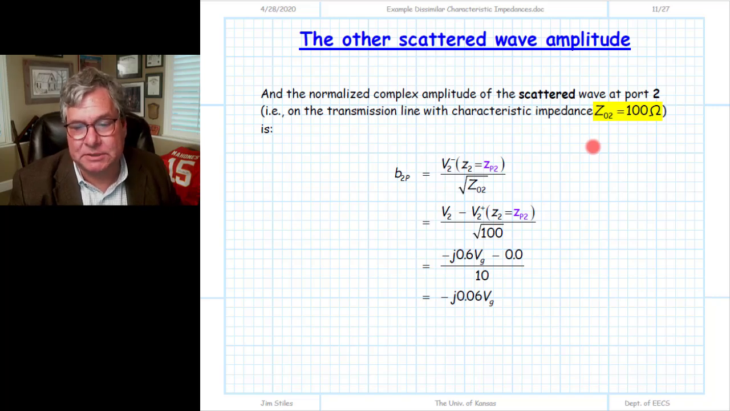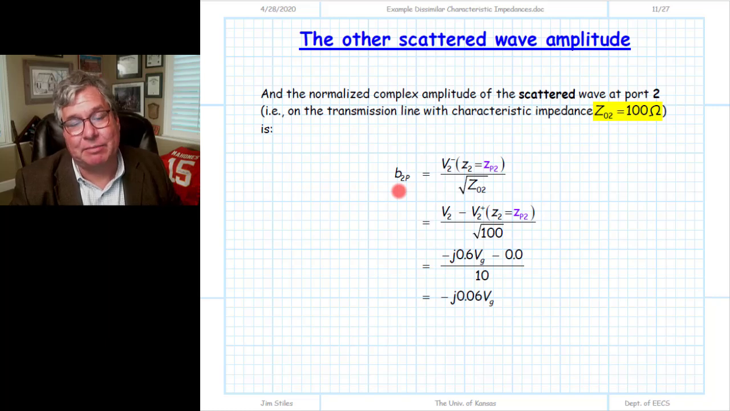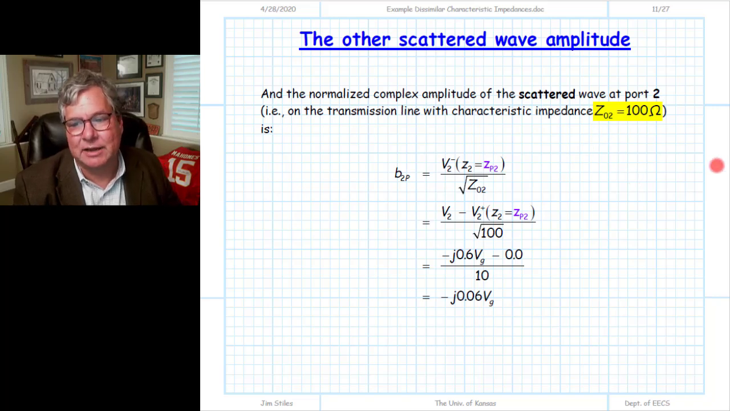We follow a similar procedure to determine the normalized wave amplitude for the scattered wave at port 2 now. So this would be B2, and same procedure as before. Carefully, we make sure we put the right value of characteristic impedance in here. It is equal to 100 ohms because that is the transmission line that is connected external to port 2. Again, it's not 150, it's 100 ohms.